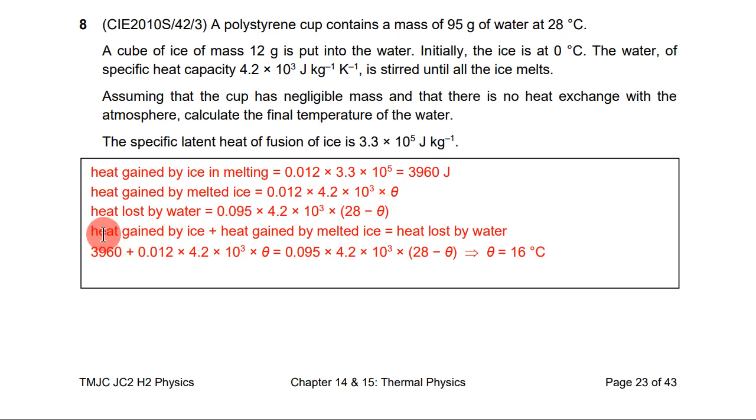So there you have it. All the heat gained by the ice in the two stages is equal to the heat loss by the warm water. Sub in all the values, and we'll get the final temperature as 16 degrees Celsius.